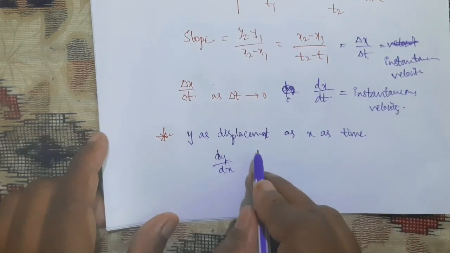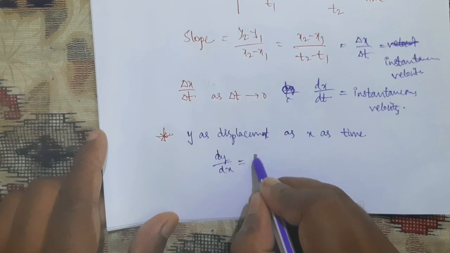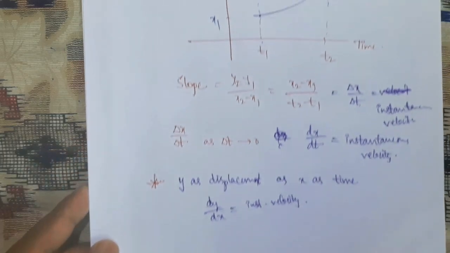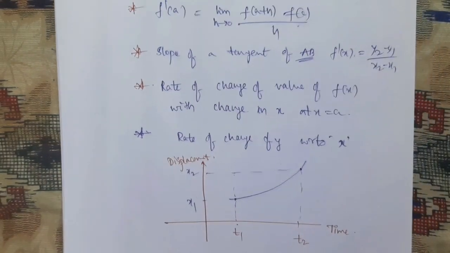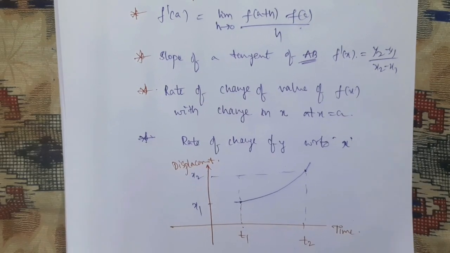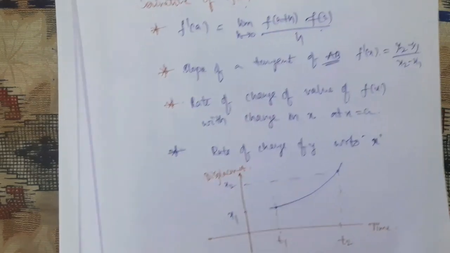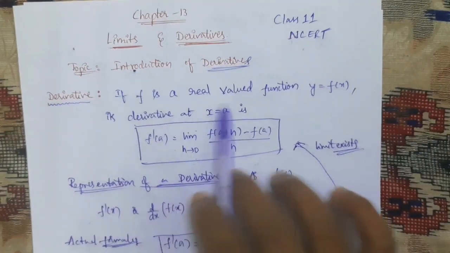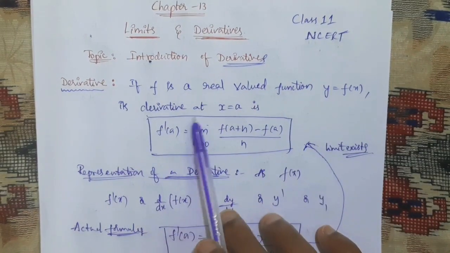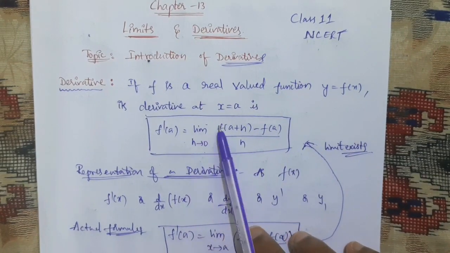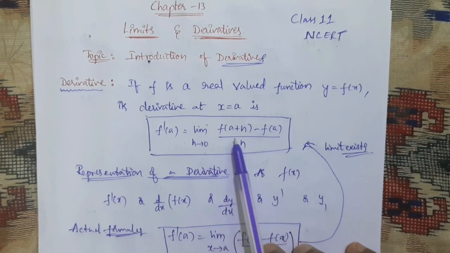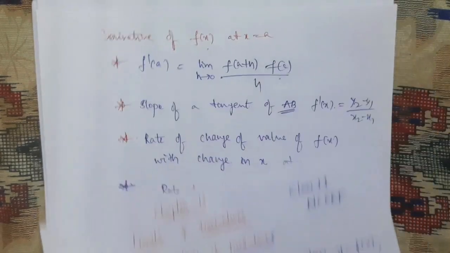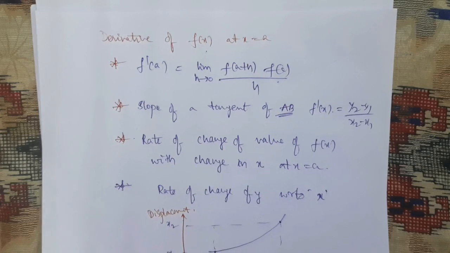Particularly for this point, this dy by dx is nothing but instantaneous velocity. This is also a definition for the derivative of f of x at x equal to a. Whenever they ask in examinations, we need to write this definition: let f be a real valued function y equal to f of x, then its derivative at x equal to a is f dash of a equal to limit h tends to 0 of f of a plus h minus f of a, by h. This we need to write. So this is the introduction of derivatives.